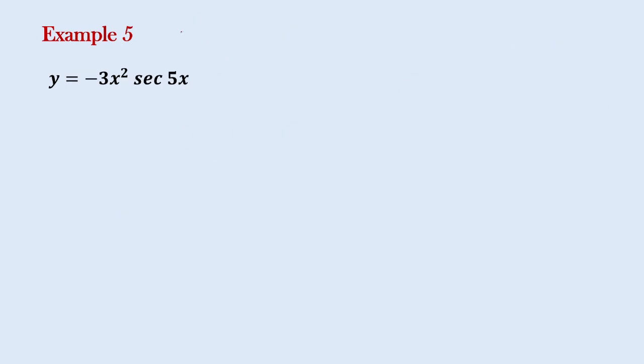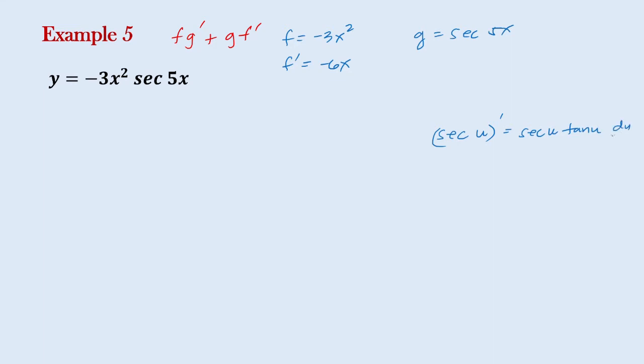In this example, we still need to do the product rule. So let us have f g prime plus g f prime. Let f be negative 3x squared, and then g is equal to secant 5x. The derivative of negative 3x squared is negative 6x. And for secant, remember that the derivative of secant u is equal to secant u times tangent u times the derivative of u with respect to x.